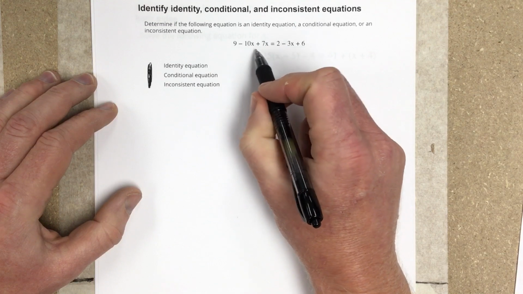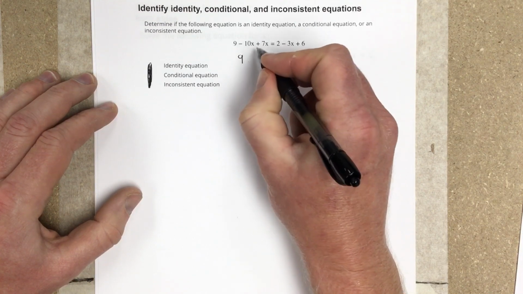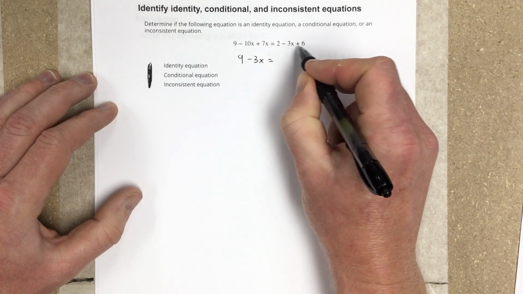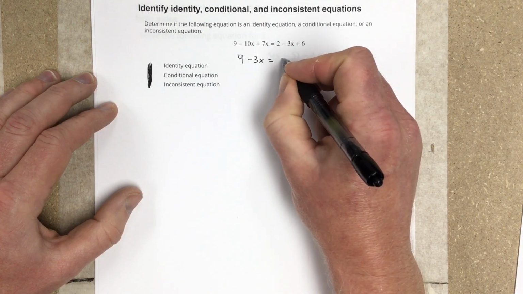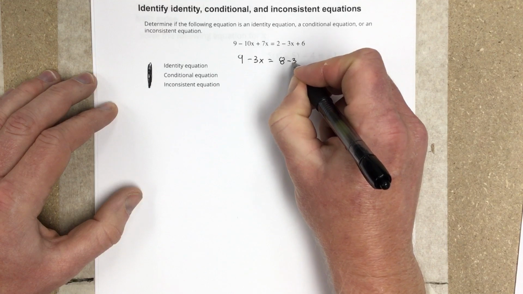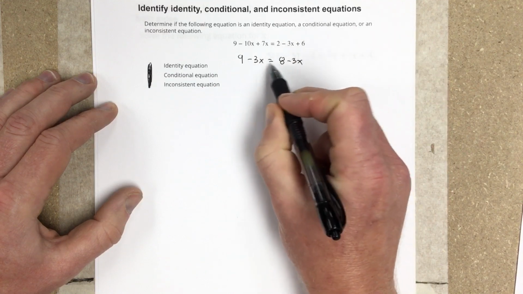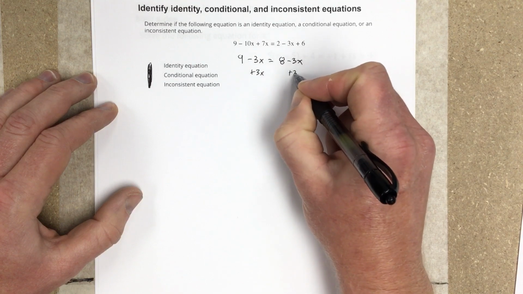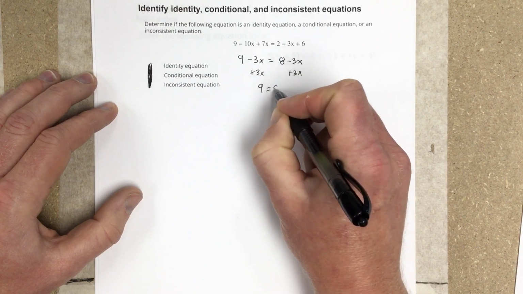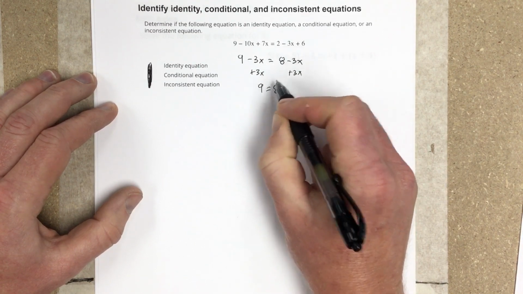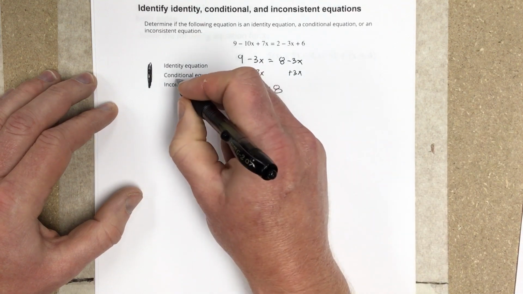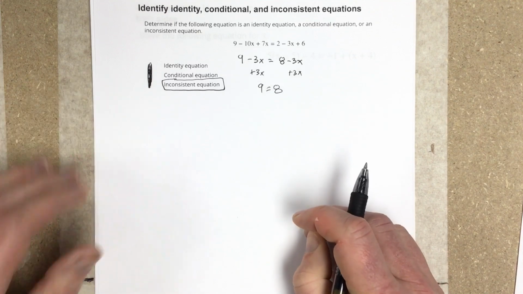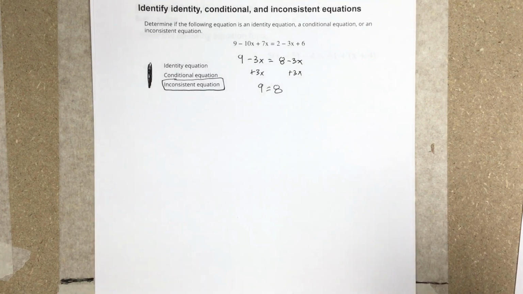Let's combine some like terms here, and we end up with 9 minus 3x is equal to 2 plus 6 will be 8, so we have 8 minus 3x. Now you'll notice the variables are going to cancel out here. If I add the 3x to each side, right, they disappear. I end up with 9 equals 8. But the sides are not equal, so this would be a no solution situation where we have an inconsistent equation. That's how you identify identity, conditional, and inconsistent equations.